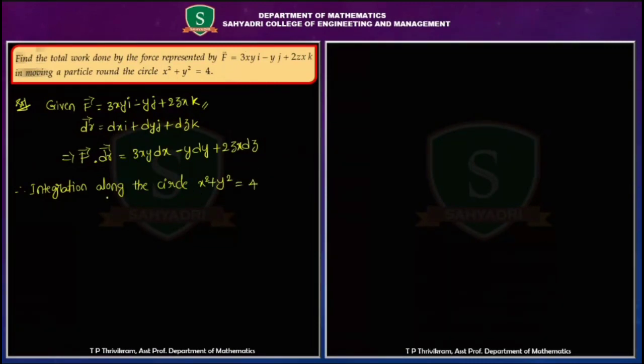If you want to do this problem in the previous method, you have to convert the complete variable in terms of any one variable. What happens if I convert y in terms of x? You'll get y square is equal to 4 minus x square, so y is equal to root of 4 minus x square. You can substitute this in this equation, but while doing integration it will become more complicated. So to avoid the complication, I'll convert this circle equation in terms of trigonometric functions.